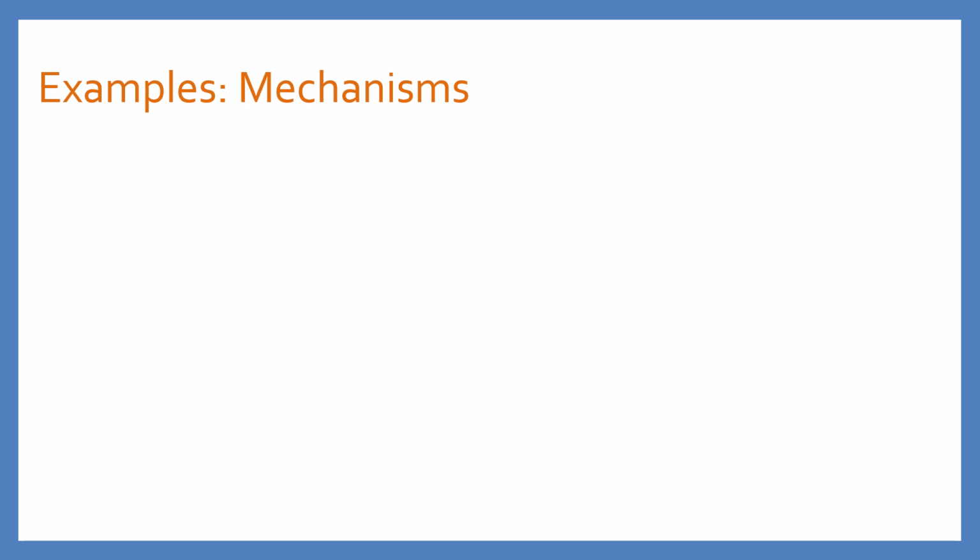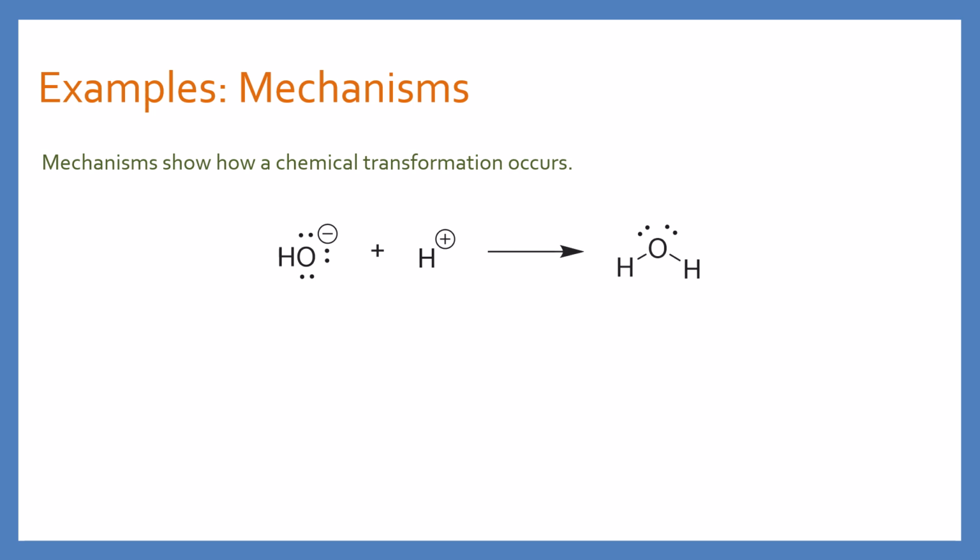Now let's look at some examples in reaction mechanisms. Some of these mechanisms may not make sense yet because we haven't gotten very far in organic chemistry, but I did use some acid-base examples which should look familiar from Gen Chem 2. Mechanisms show how a chemical transformation occurs, and therefore mechanism curved arrows often show the formation or the breaking of bonds. In this first example, I just have hydride attacking a proton to make water.